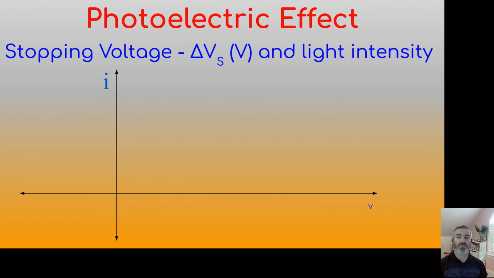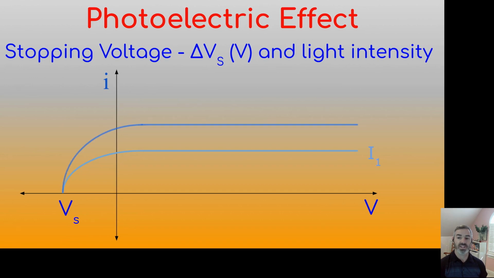Now, let's look at the stopping voltage with light intensity. If we graph current versus voltage, the stopping voltage is going to be a negative value. We have a current that increases up until the point where the voltage is 0, and then it becomes relatively constant. Now, we label our stopping voltage on the negative side, and a capital I1 represents the first intensity.